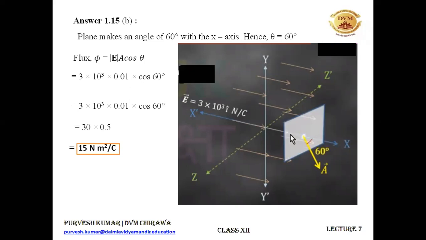For the second case, it says: what if the angle between the normal to the plane and the x-axis is 60 degrees? If it is 60 degrees, the scenario is like this. I hope it is clear. Such types of problems can only be solved if you visualize it and draw a proper figure. Otherwise, you won't be able to solve it.